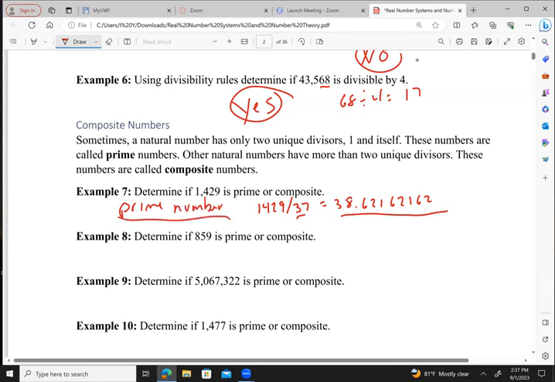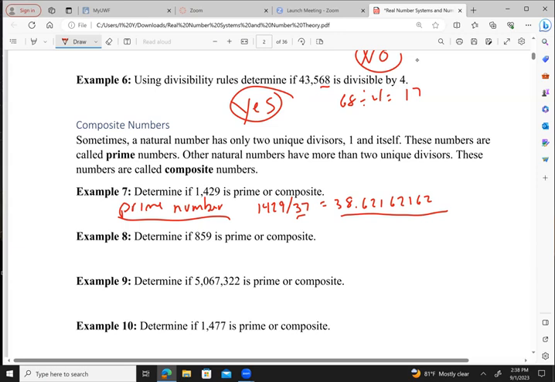Okay, let's look at our 859. It's not divisible by 2. 13 plus 9 is 22, not divisible by 3 or 4 or 5. So then we check 7 because 6 is a multiple of 2 and 3. So it's not divisible by 2, it's not divisible by 6. So we go to 7. No, 8, 9, 10. How about 11? Nope, 12. How about 13?